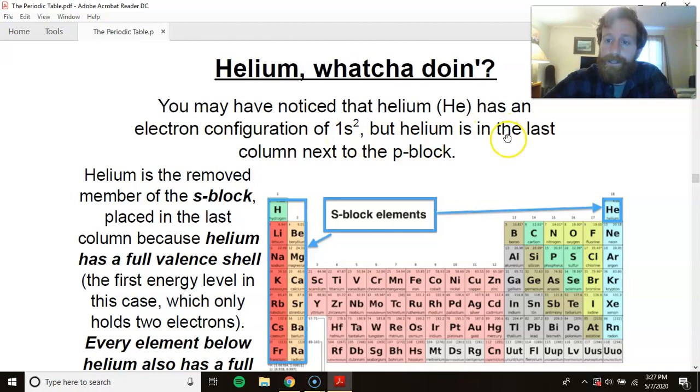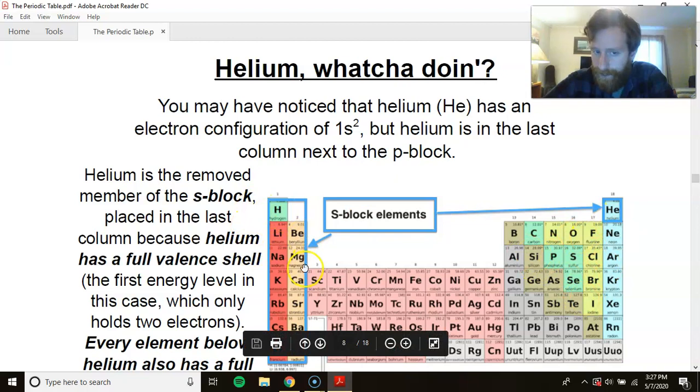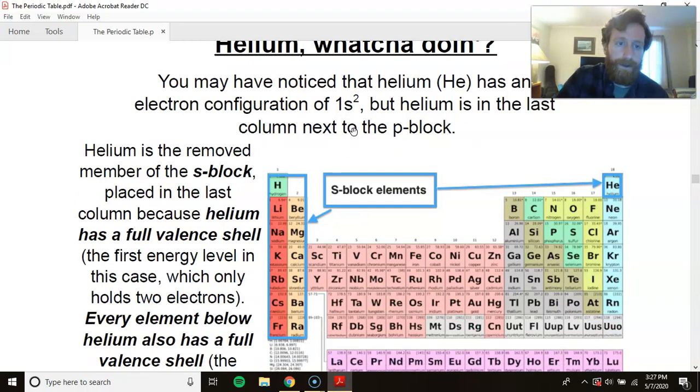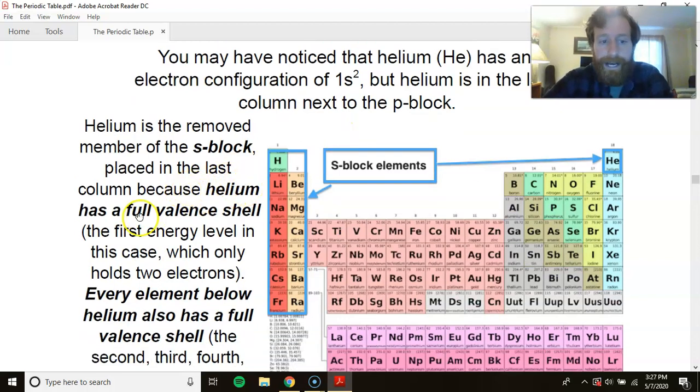But helium is in the last column next to the p block, right? It's not over here in the s block forming a nice rectangular shape like you'd want and like you'd expect, given that its valence electrons are in an s orbital. So helium is the removed member of the s block, placed in the last column because helium has a full valence shell. In the first energy level, you can only have 2 electrons because you only have an s orbital. So helium's 2 electrons fill that valence shell right away.